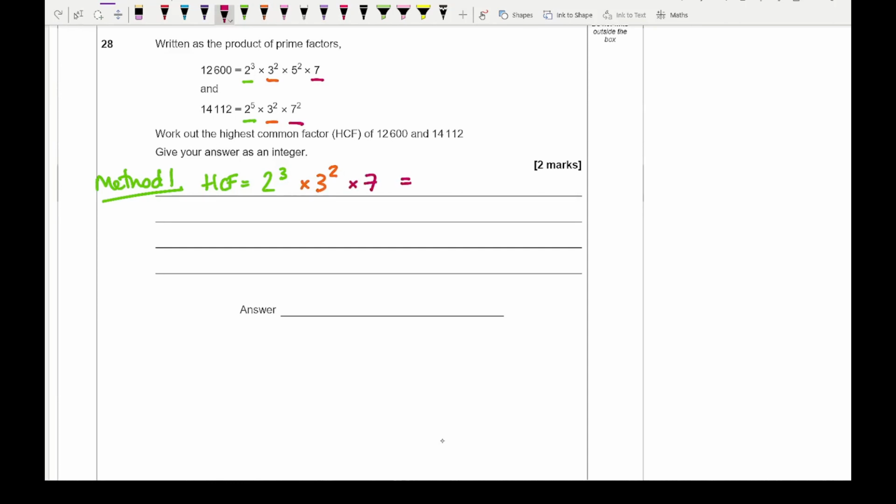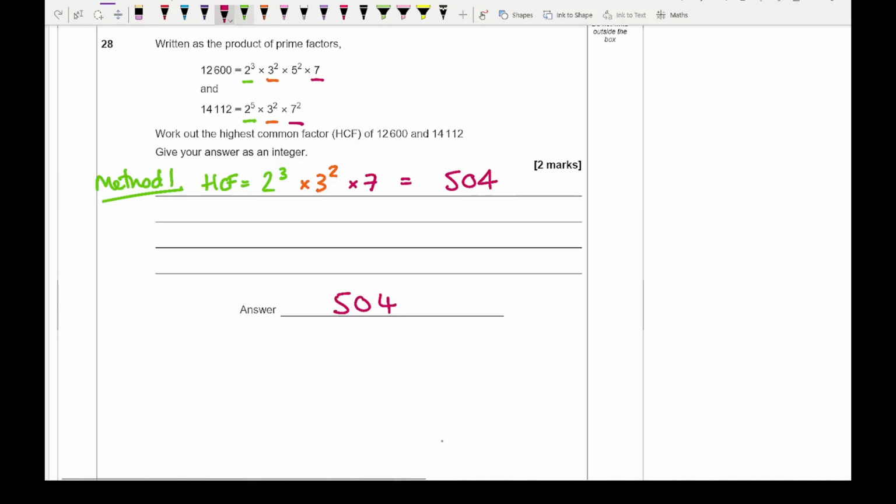So then if I just type that all into my calculator, so 2 to the power of 3 multiplied by 3 to the power of 2 multiplied by 7, I get an answer of 504. So the correct answer is 504.